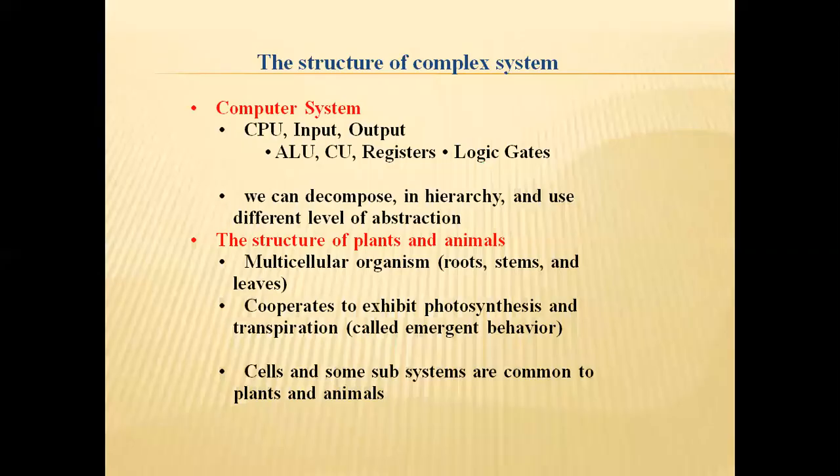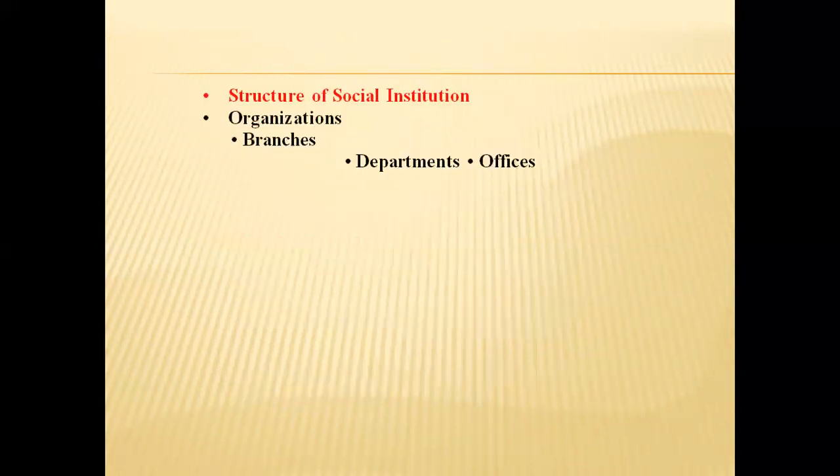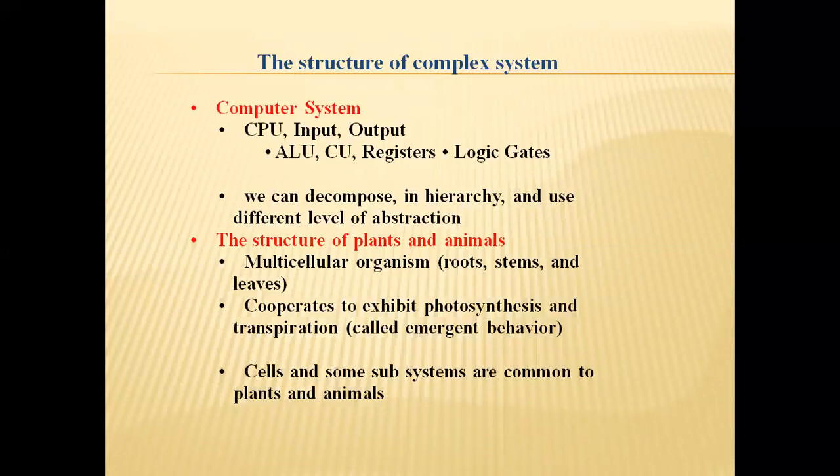So first in our syllabus, we are starting with the structure of complex systems. What is the structure of complex systems? Suppose there are different types of systems. It is a computer system, or suppose the structure of plants and animals, or the structure of social institutions, or the structure of social organizations. That is, there are different types of systems.